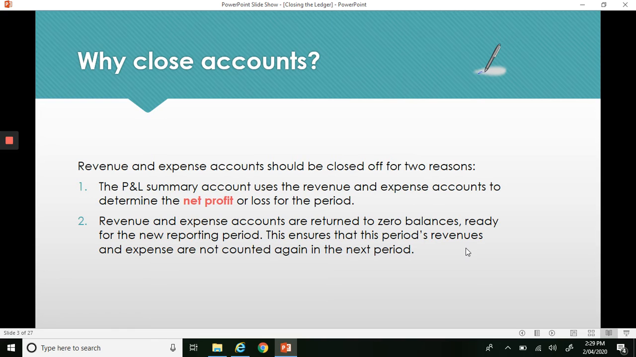This ensures that this period's revenues and expenses are not counted again in the next period. So they don't carry forward. They don't relate to next period. They only relate to this current period. And so therefore they should be returned to zero in order to have fresh revenues and fresh expenses for the next period.